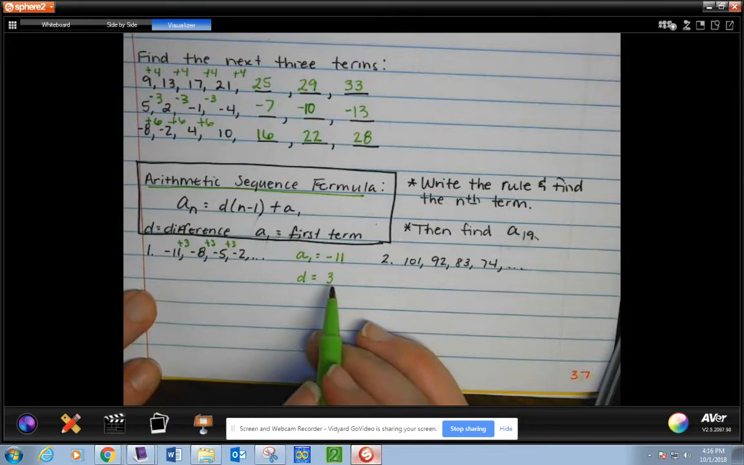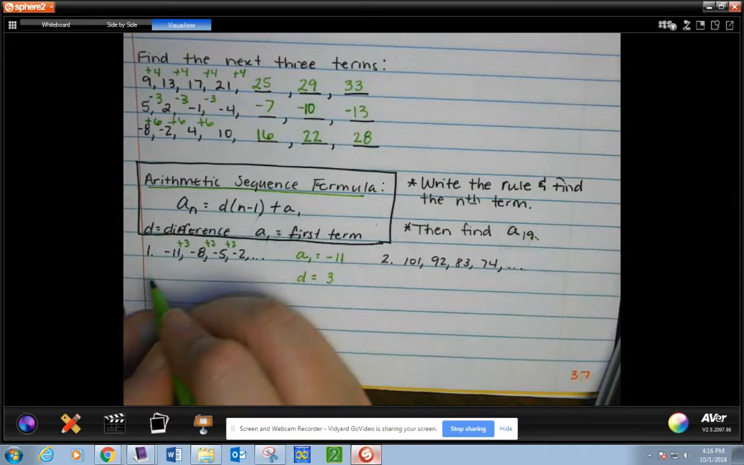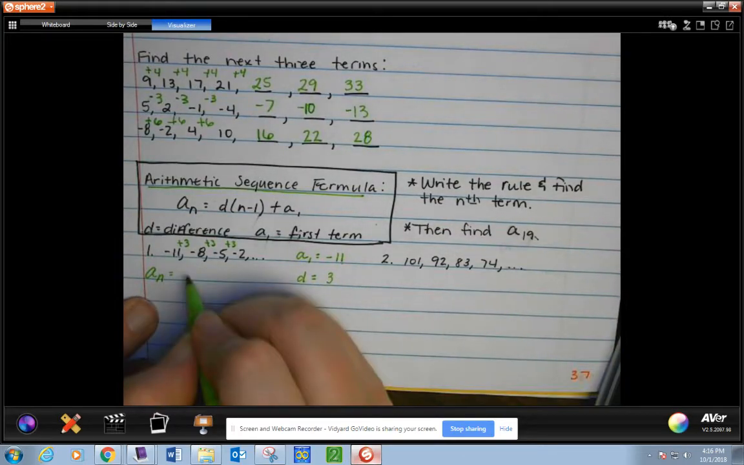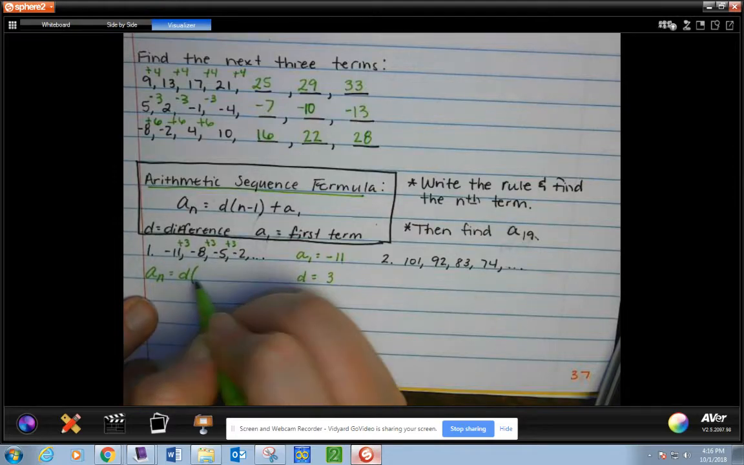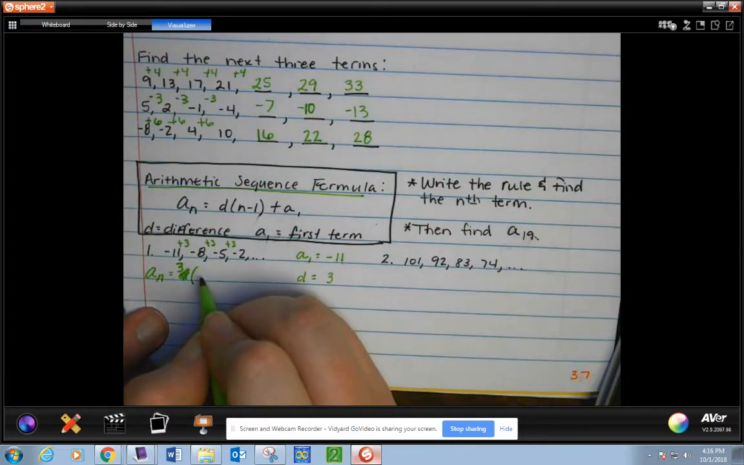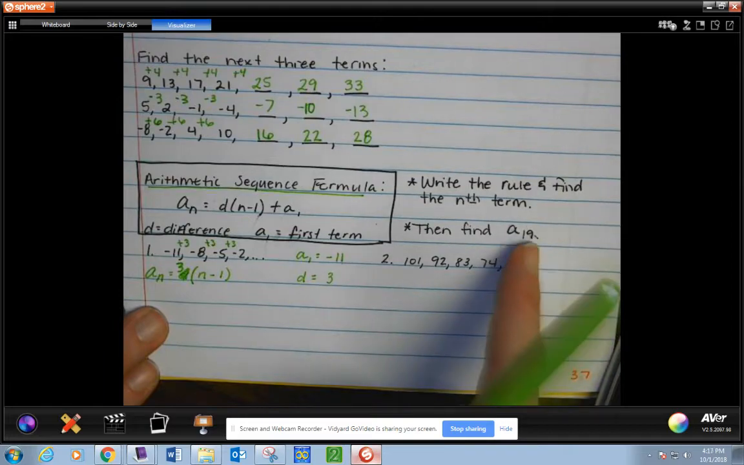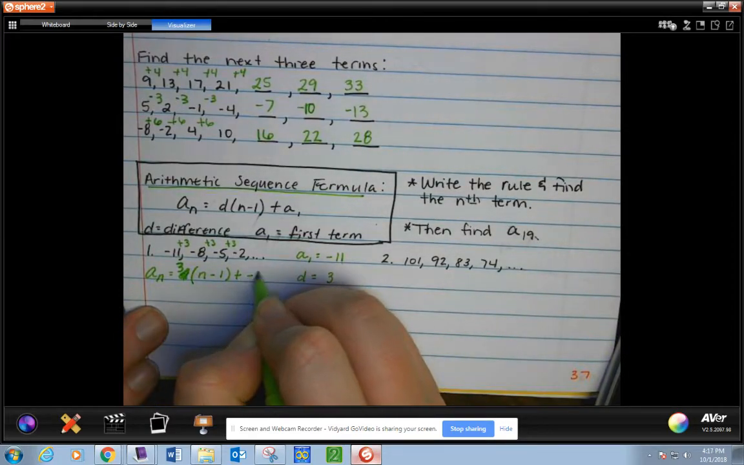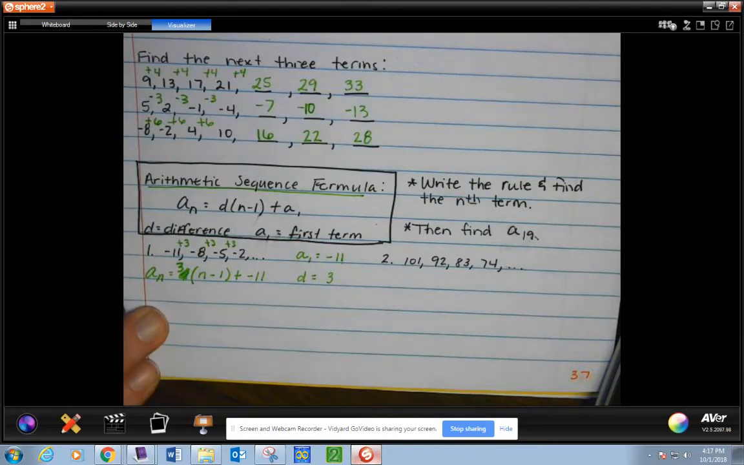Once you know those two things, all you have to do is come over here and plug your rule in. We're going to keep A sub n because we're not plugging in n until the second step. I'm going to replace D with a 3. So then I'm going to do 3 times, and I'm going to keep the n minus 1, because we're not plugging n in until the second step. And then plus, and my A sub 1 is negative 11. So I'm just plugging in the two things I know.